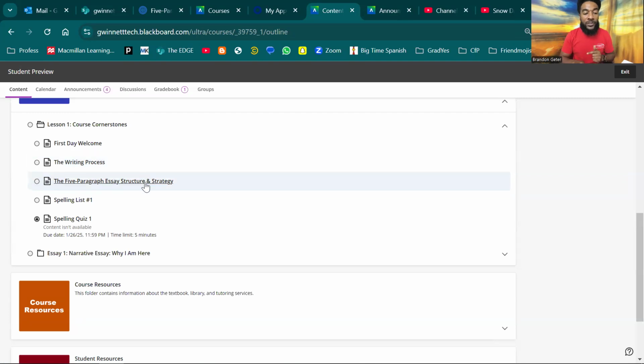The 5-paragraph essay structure and strategy. This is an essay structure that we use usually in the Western part of the world. And this is the one that we're going to use for this course. You can use this structure and strategy for this class all the way through grad school and all the way through writing books and certain kinds of novels. So this is the structure that we use.